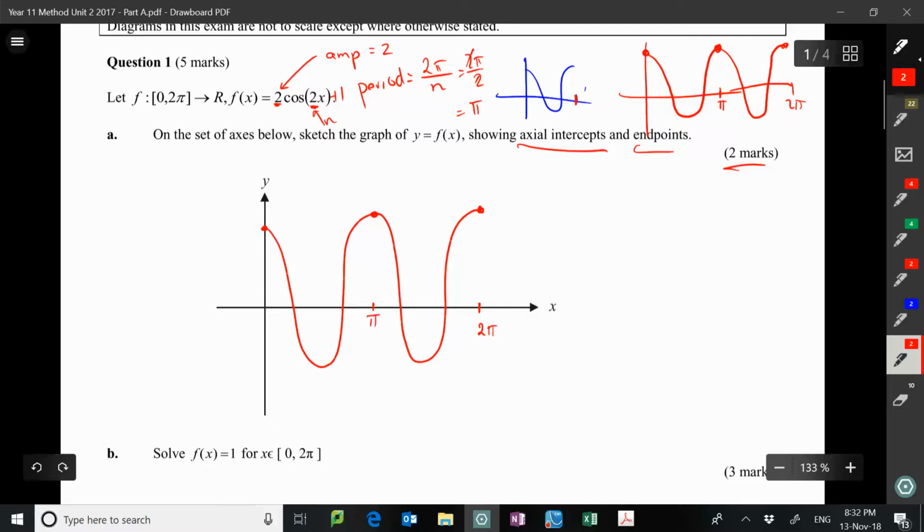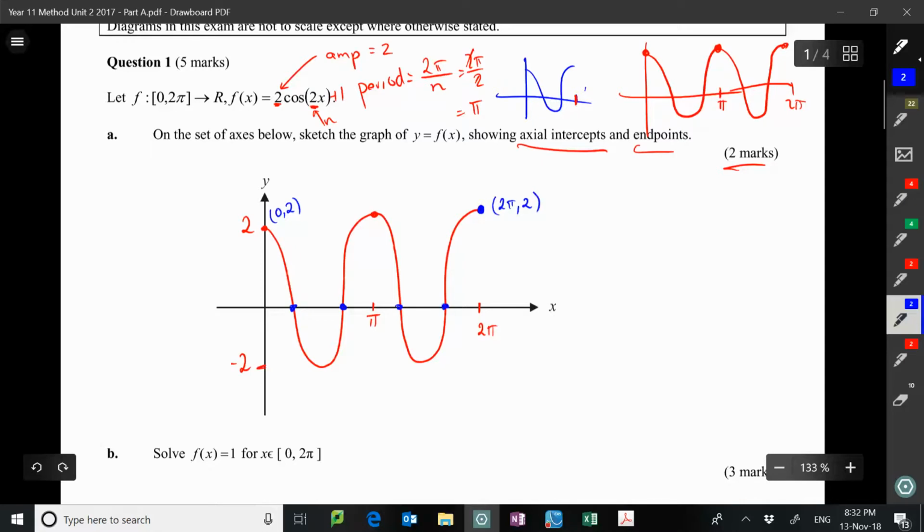What was the amplitude? We said it was 2, so the maximum value had to be 2, minimum value had to be -2. So I would normally label my coordinates on my endpoints. This would be when x is 0, y is 2, and clearly over here, when x is 2 pi, y is also 2. Okay, so I've got my endpoints. I haven't got my axial intercepts. Okay, so these are the stuff I'm missing here.